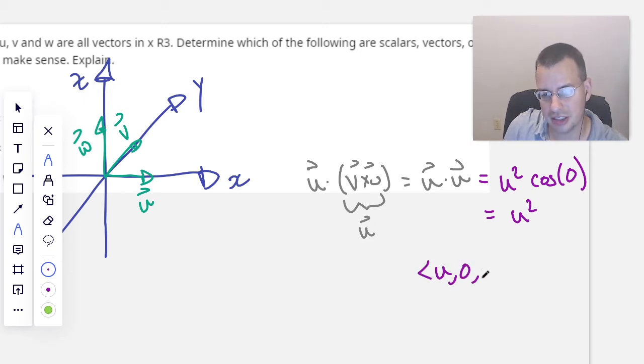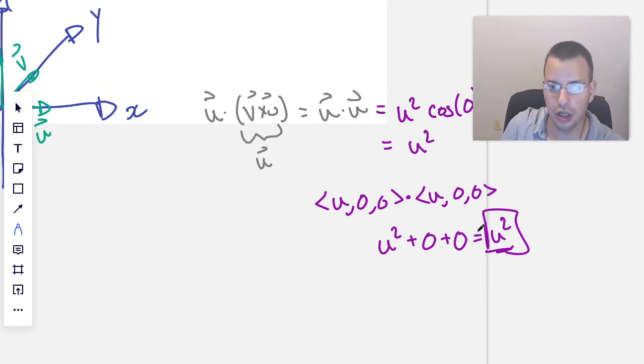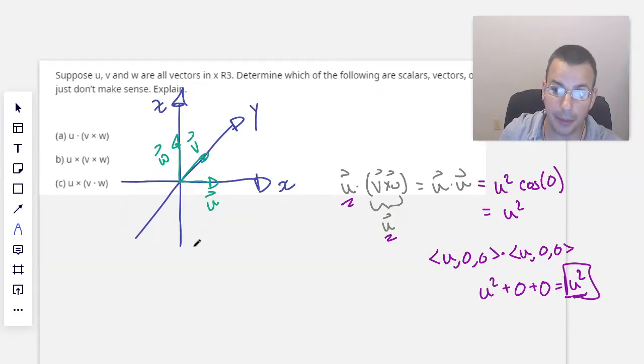Another way of looking at this, of basically calculating dot products, is looking at them in these terms. So you have your x, y, and z coordinates here, and you just multiply each term by the other one. So u times u squared, plus 0 times 0, which is 0, plus 0 times 0, which is 0. And this gives you u squared. So these are two different ways we can look at the dot product here and show that a vector dotted with itself is just going to be the magnitude, i.e. scalar, not vector, of itself squared. And that's how we do the first part, part A.